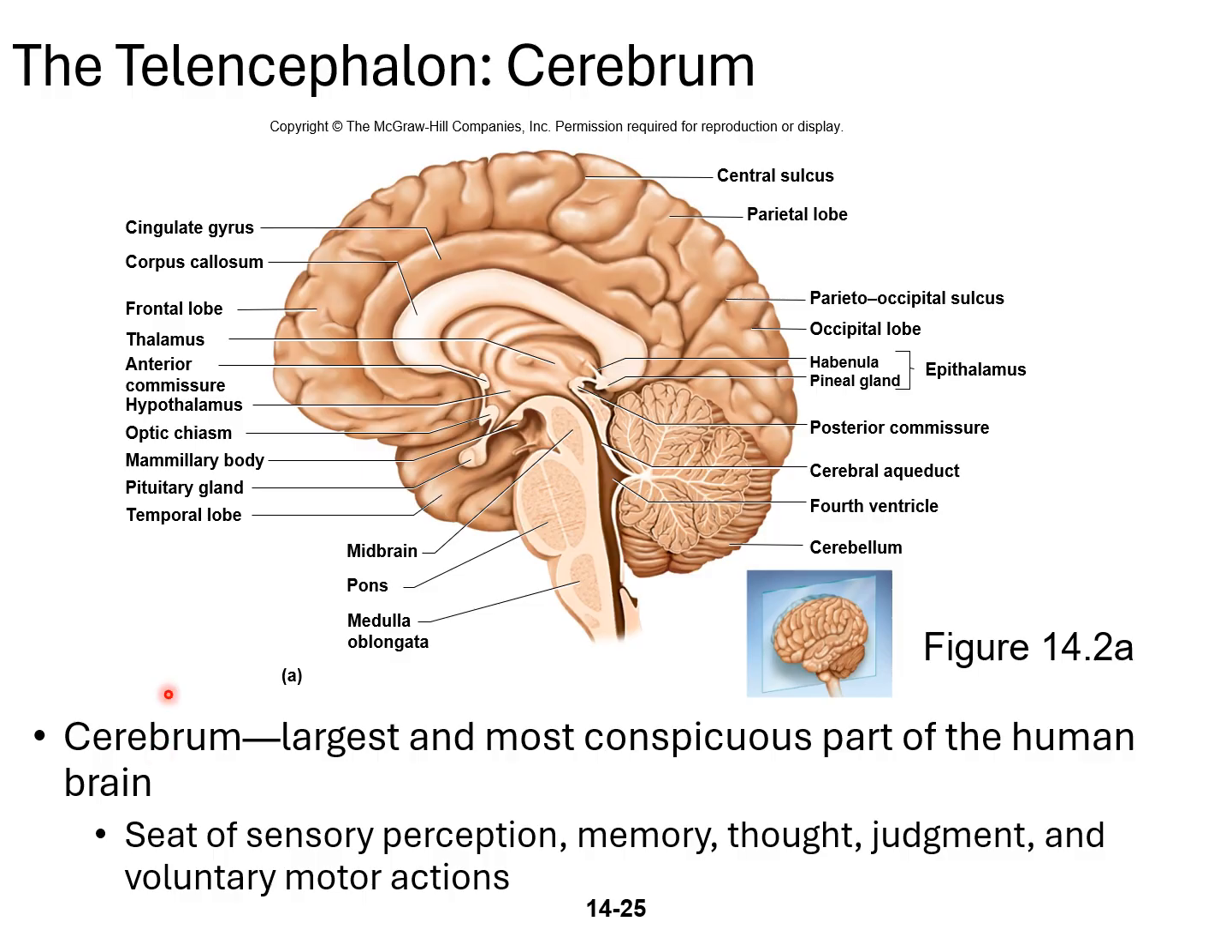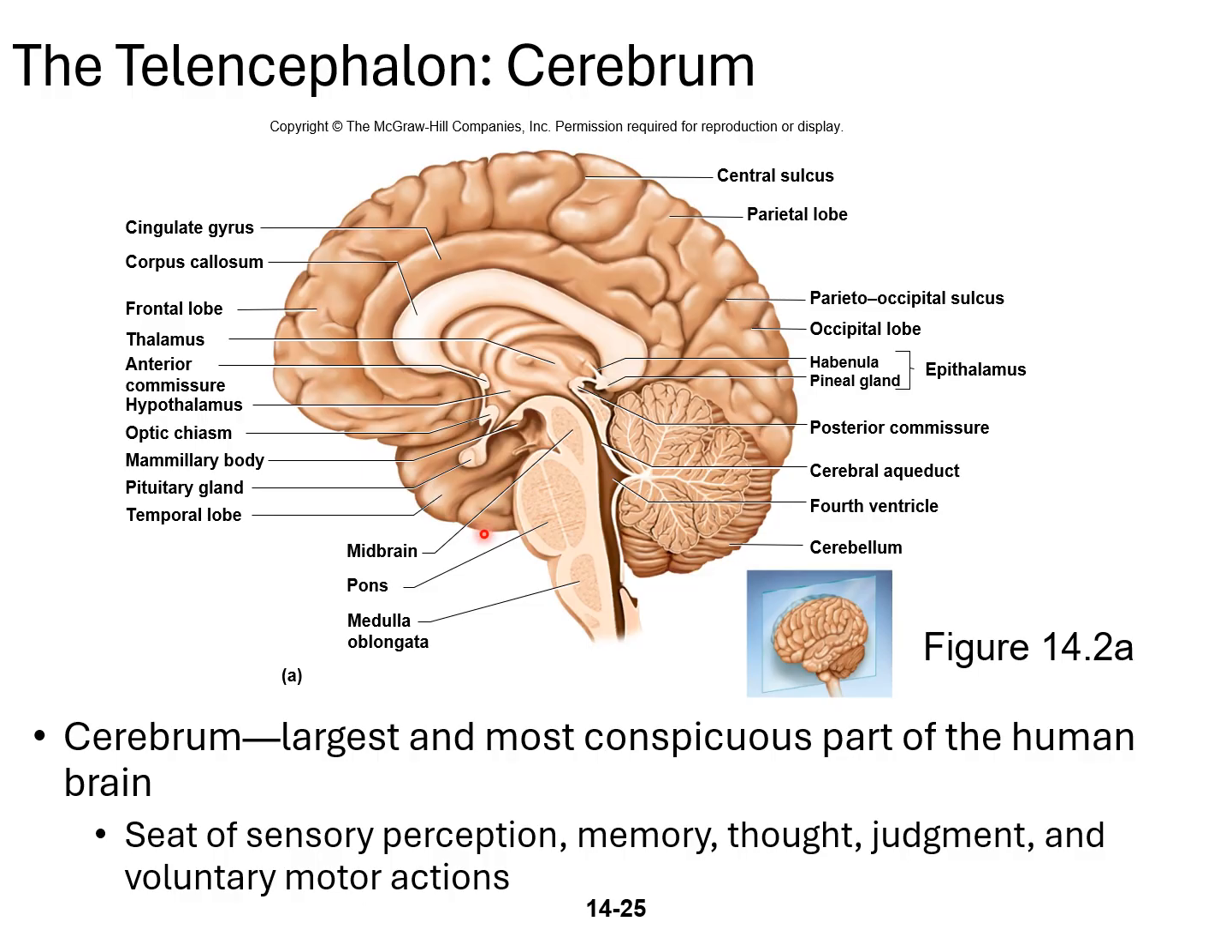Cerebrum, the largest and most important, I guess, part of the brain. So it's the seat of sensory perception, memory, thought, judgment, voluntary motor actions. If you wanted to run, jump, or scream, it would all be in this part of the brain right there, where you can actually produce those actions.